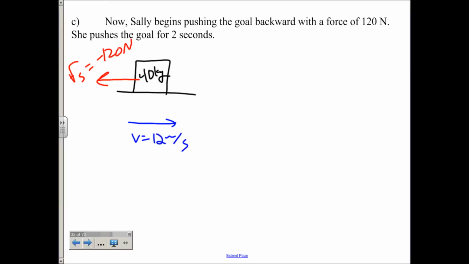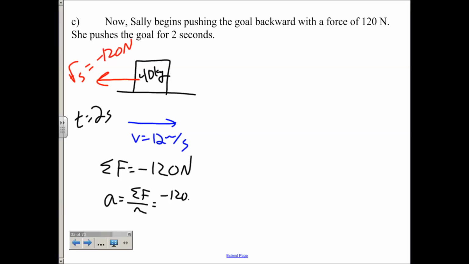So let's do this. Our net force now is negative 120 newtons, right? The time is 2 seconds. So let's find our acceleration. It's net force over mass, negative 120 newtons over 40 kilograms. Divide it out, and you get negative 3 meters per second squared. All right? So what does that mean? That means every second the velocity is going to decrease by 3.